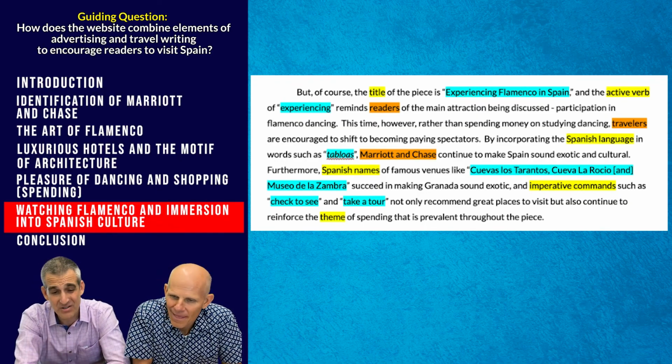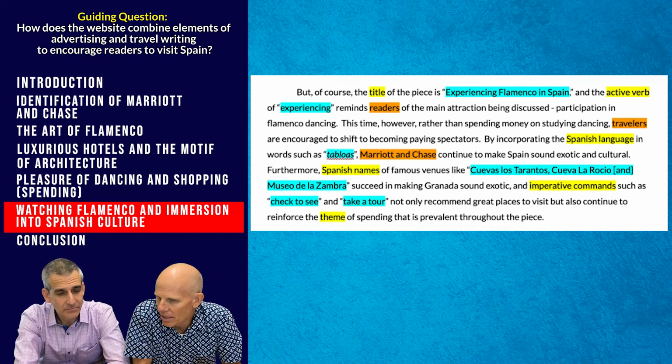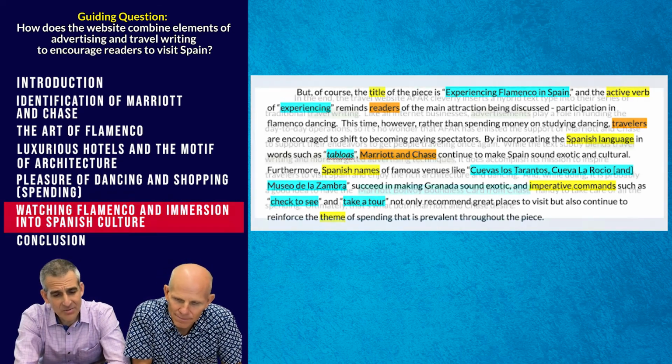Participate. Maybe they're encouraging us to participate. Yeah, the main attraction is participating in flamenco dancing. It's okay, but it's not great. But it's about the idea of experiencing things, right? The experiencing element. Yeah, another good paragraph.